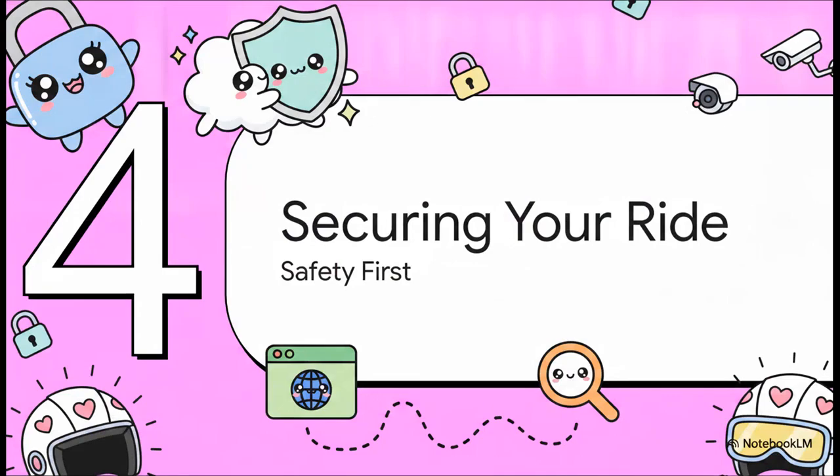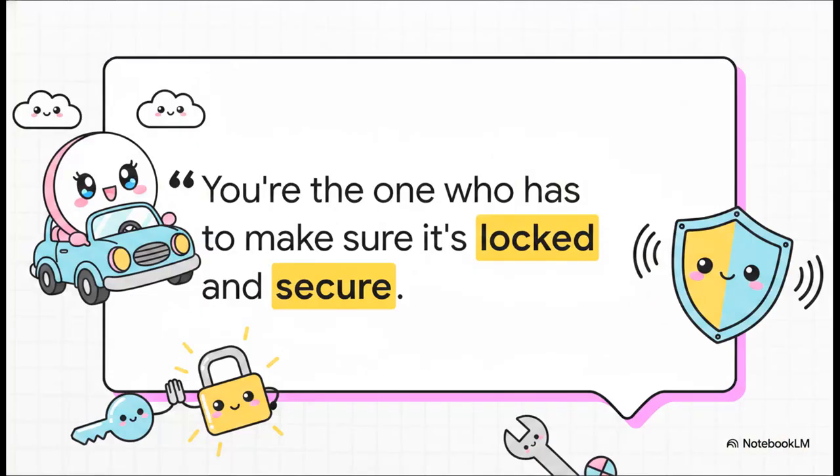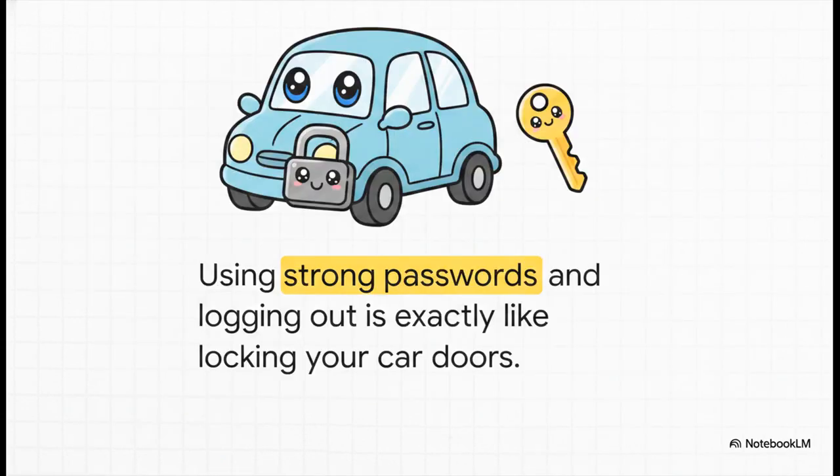Section 4. Securing your ride. Now listen, getting this difference straight isn't just for fun trivia. It is actually vital for your safety. Because once you realize your browser is your car, you also realize you're the one who has to make sure it's locked and secure. You are the owner and operator of that vehicle, so its safety and maintenance are entirely your responsibility. So let's break down what securing your digital ride actually looks like.